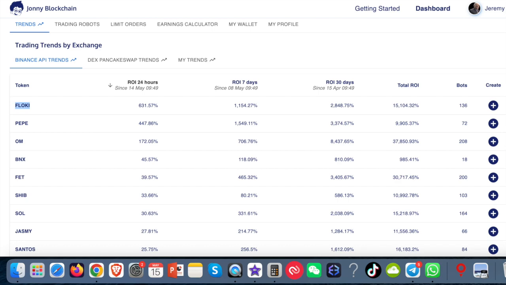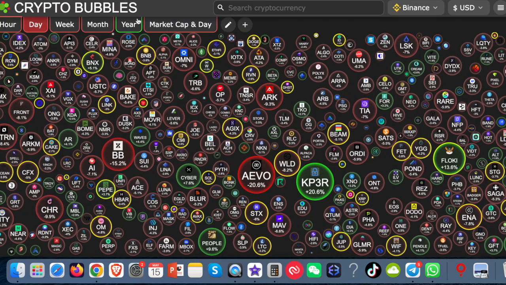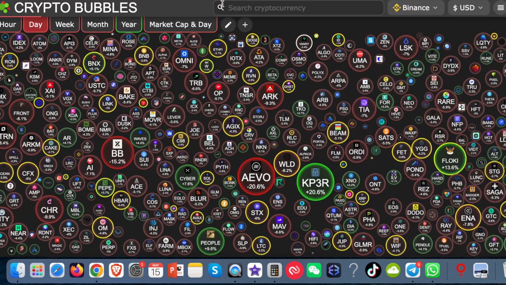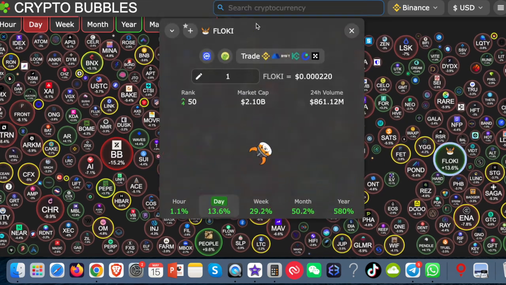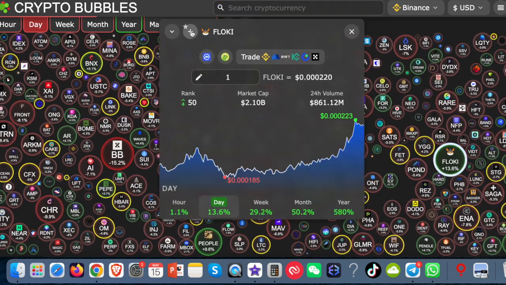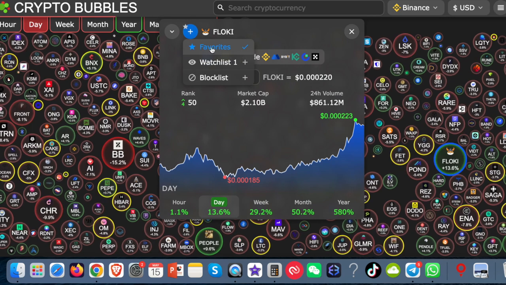So I'll just highlight that and copy it. And I'll look for Floki. It's there, but if you can't find it, you come up to the search box there. Just pop in Floki. There you go. And then what you can do, is what I do, is add it to my favorites.